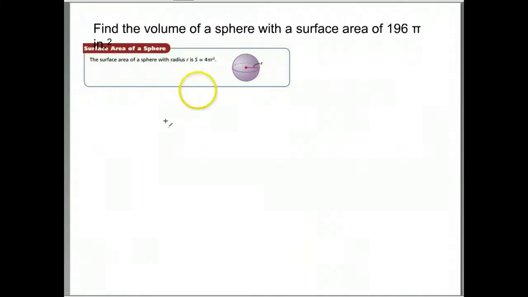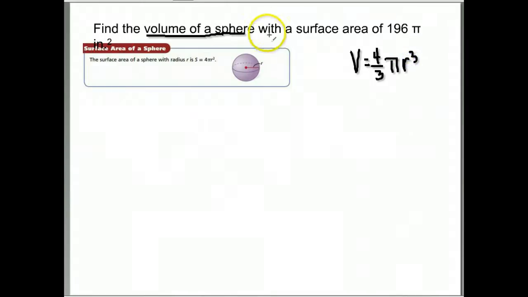Alright, here we're asked to find the volume of a sphere with a surface area of 196 pi inches squared. So what did they want here? They want the volume of a sphere. And if I look in my notes, the volume of a sphere has a formula of 4/3 pi r to the third. But in order to do that, we have to know the radius.